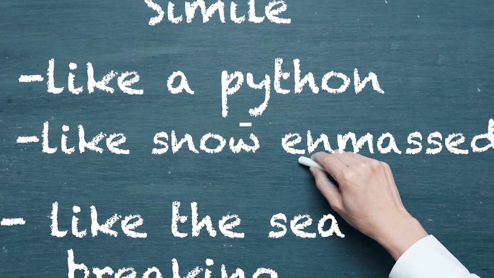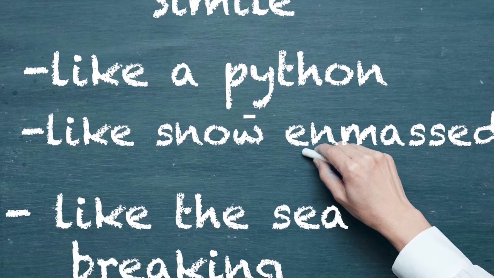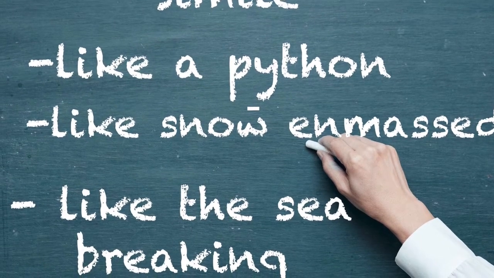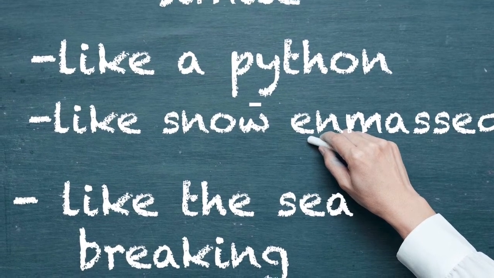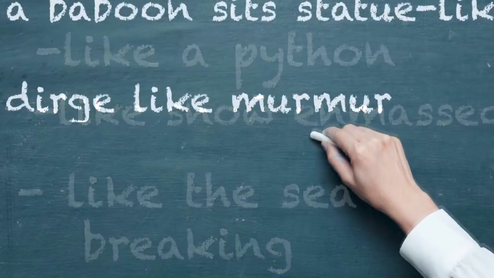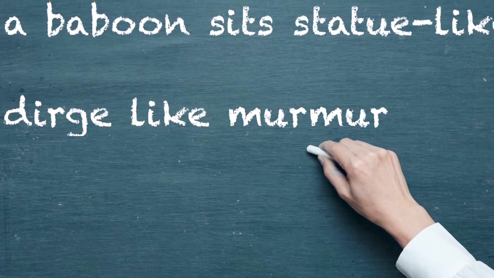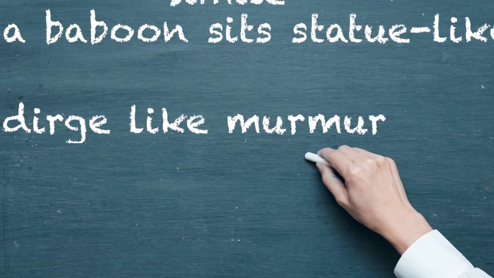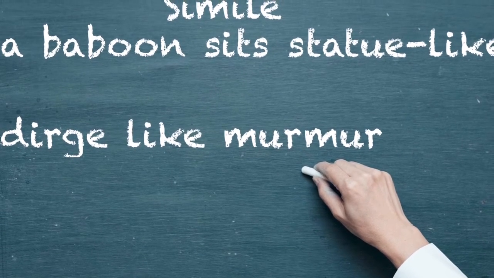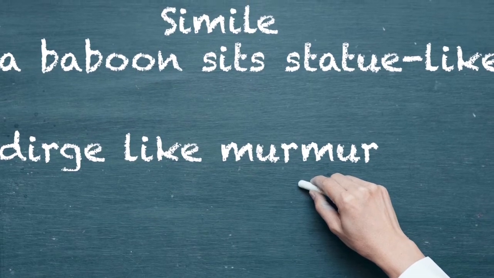The python can be pronounced in two ways. Here she is comparing the python which wraps its coil around its prey with the creeper which wraps its tendrils around the tree. The next simile used here is a grey baboon sits statue-like. The grey baboon is not moving at all. It's sitting on the top of the tree and it is sitting without any motion. So it looks like a statue to her.